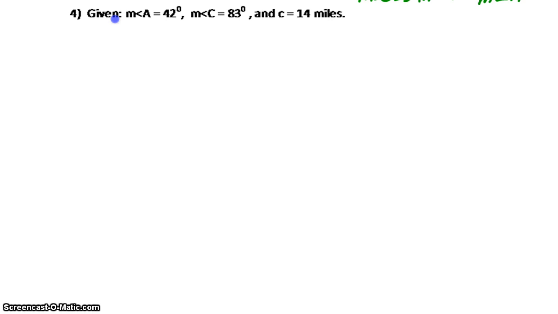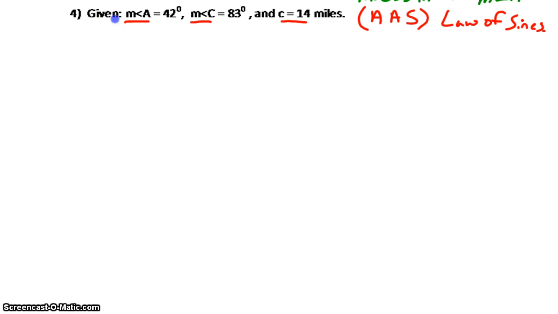Let me try this again. We have the measure of angle A, we have the measure of angle C, and then we have the side opposite C. So we are looking at a law of sines. Again, this would be an angle, side, and so we'll look at law of cosines, or law of sines. Now you should be pretty good with that, and you should know which ones we're going to start with.